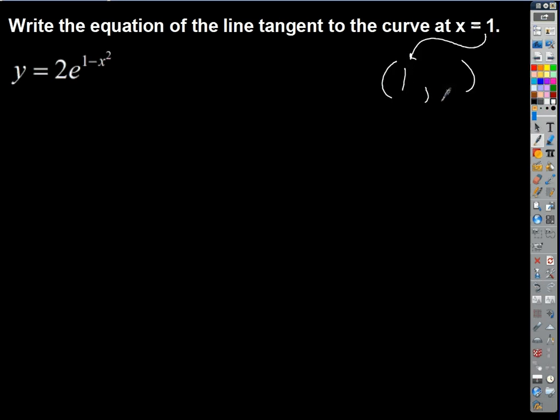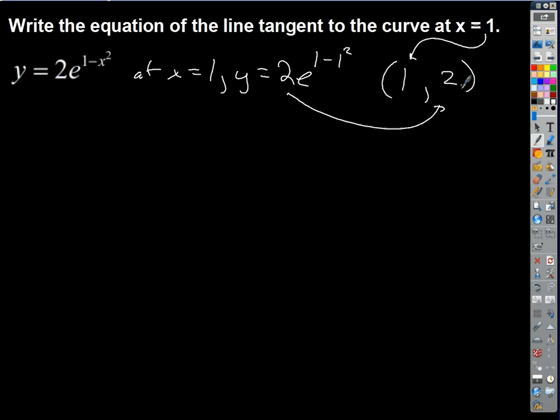But we need the y coordinate. What do I do to find the y coordinate? You put 1 in, right? At x equals 1, y would equal 2 times e to the 1 minus 1 squared. So e to the 0, what's anything to the 0? 1, okay. So I get the point (1, 2), right?